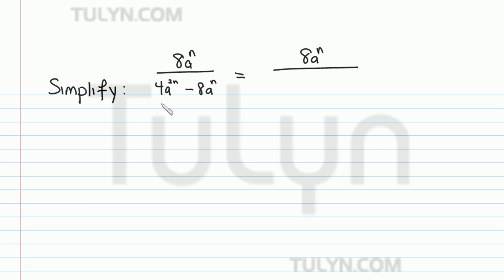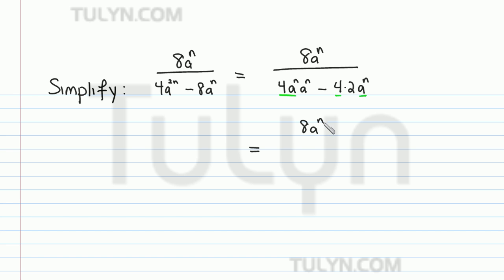But the denominator, well, we can rewrite this as 4 times a to the n times a to the n, right? Because then when we combine these together, you just add the exponent, so we get a to the 2n, so I haven't changed anything. And then you can rewrite the second term as 4 times 2, which is 8, times a to the n. So now notice in the denominator, there's a 4 times a to the n in common in both terms. So we can factor that out in the denominator.